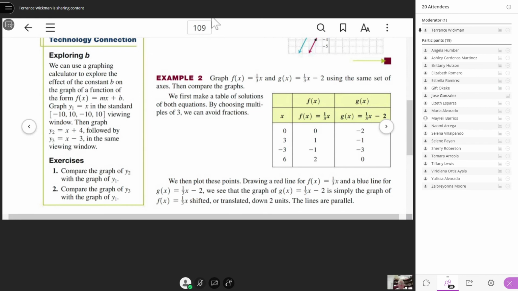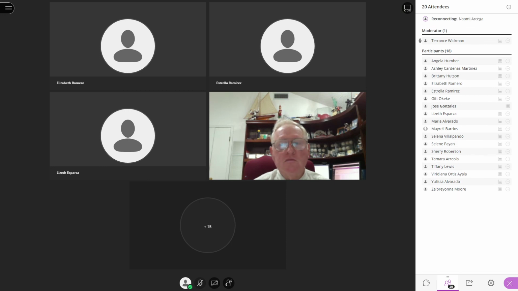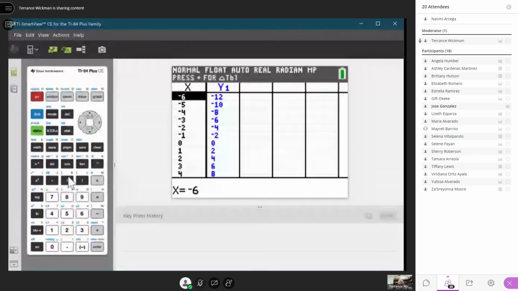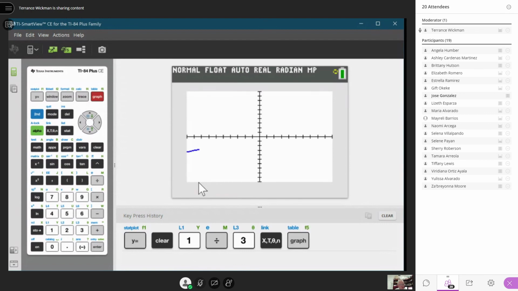1/3 x. Boom. Stop this. Go to this. Go to our calculator. We'll go to y equals, and we're going to put in 1/3 x, so we'll clear this. 1 divided by 3 x, and graph. So graph, coming in right there, blue. I want the t-chart, so I'm going to do second table. It's right below, above graph.